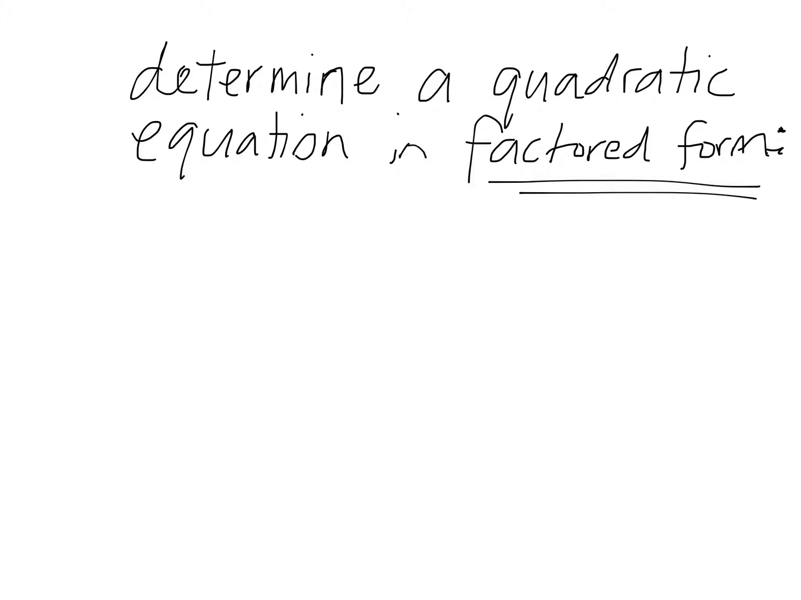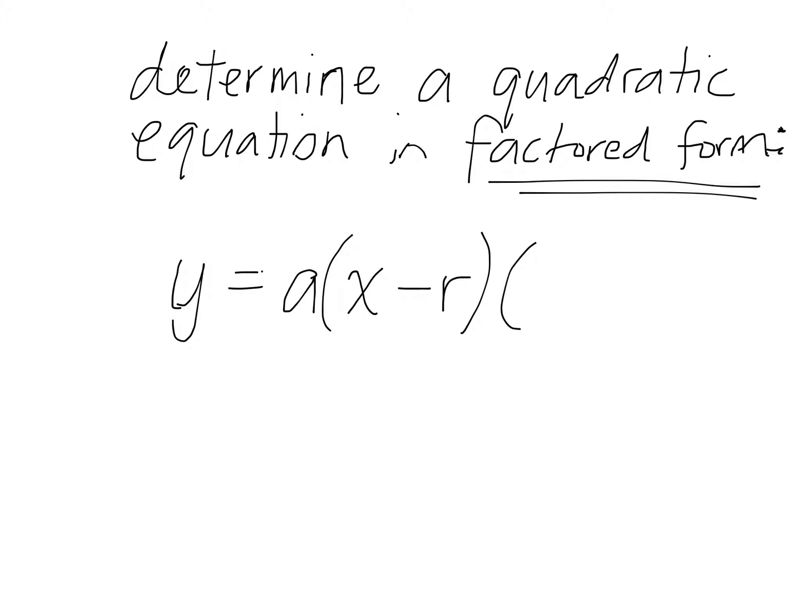So to determine an equation in factored form, well, first you need to figure out what the equation in factored form is. How is it written? Y equals A (x minus r)(x minus s). Good. I want you guys to copy that.